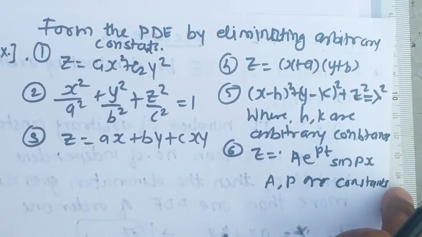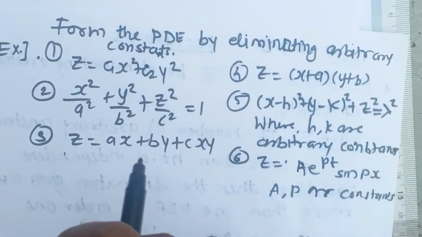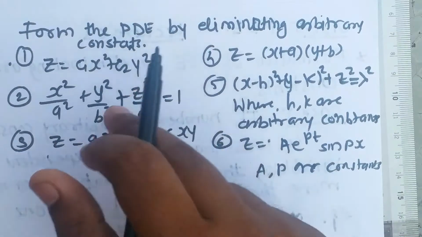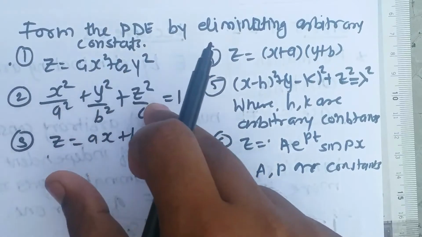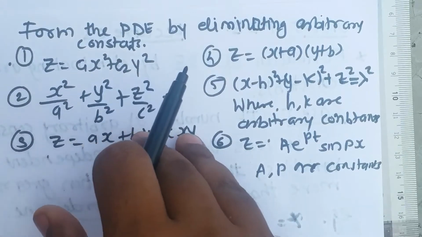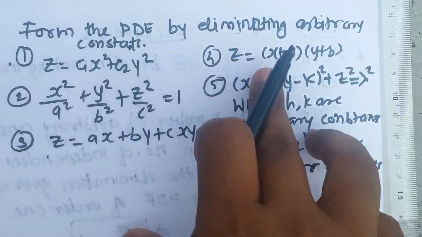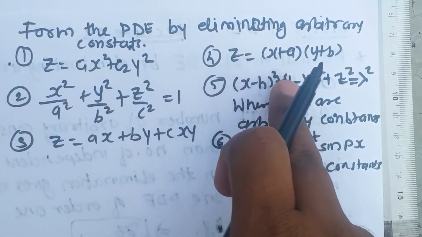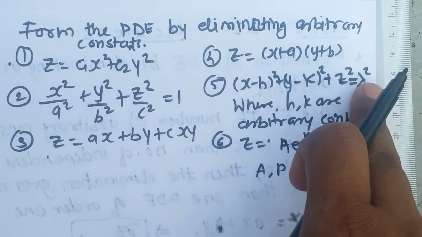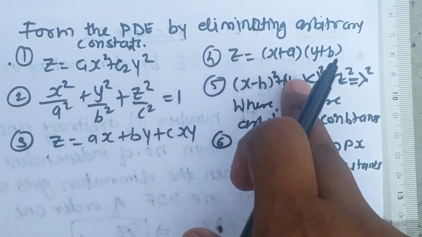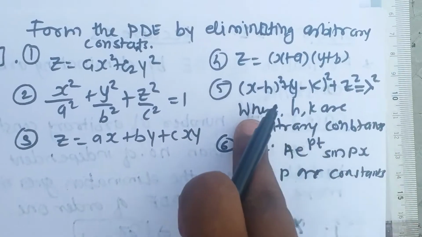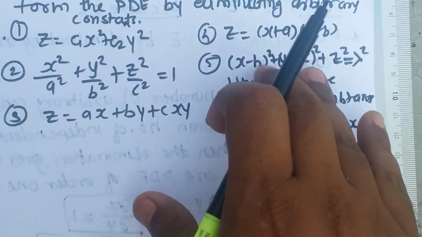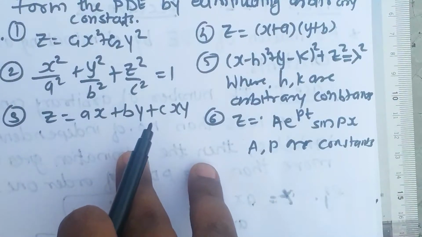Form the partial differential equation by eliminating arbitrary constants. If you see the first problem, 2 arbitrary constants we have, c1, c2. In the second problem we have 3 arbitrary constants a, b, c. In the next problem again we have 3 arbitrary constants a, b, c. Here 2 arbitrary constants. Here we have (x minus h) square plus (y minus k) square plus z square equal to lambda square. You may think that h, k, lambda are arbitrary constants, but here the condition is given that h and k are the arbitrary constants. Only 2 arbitrary constants are there. Lambda can be considered as a constant.